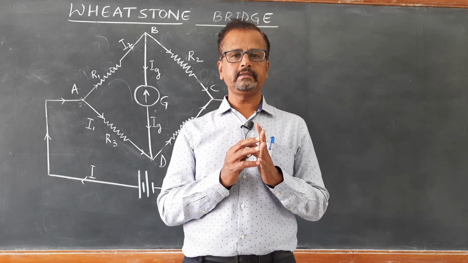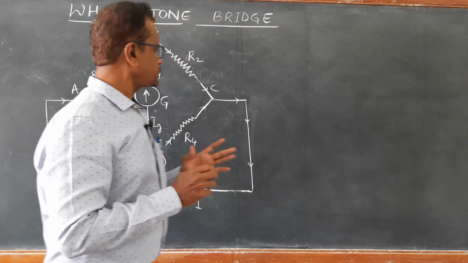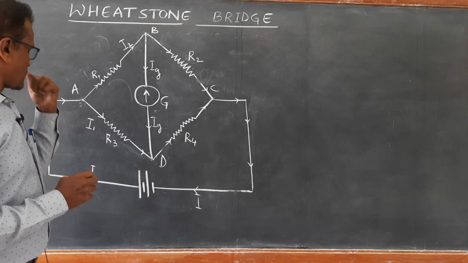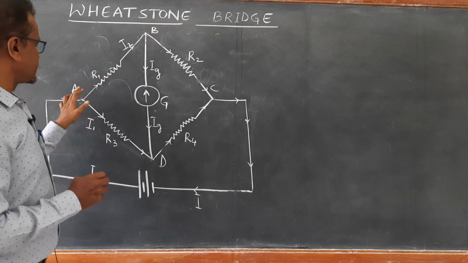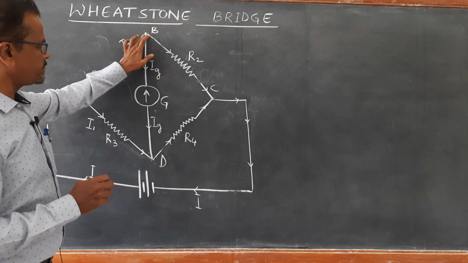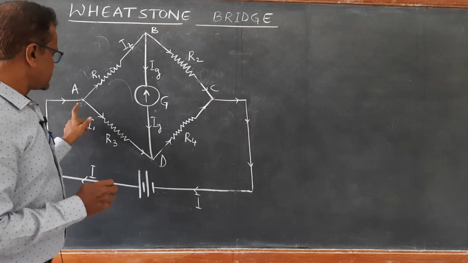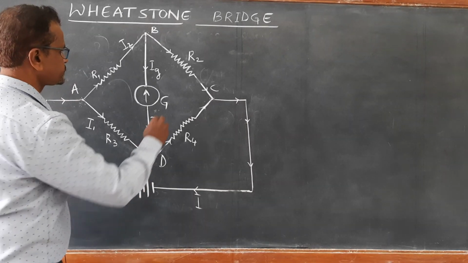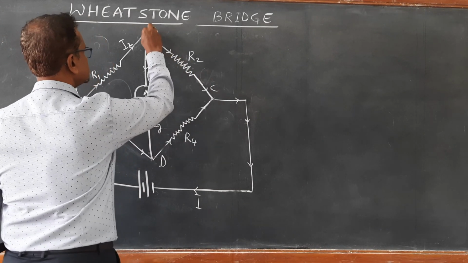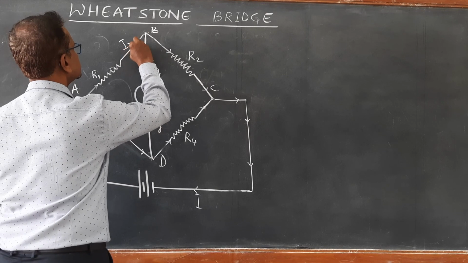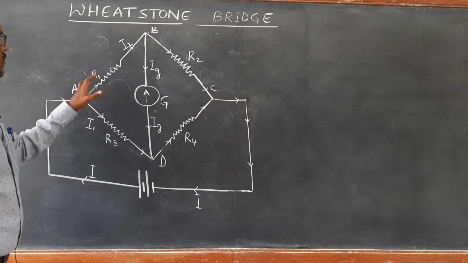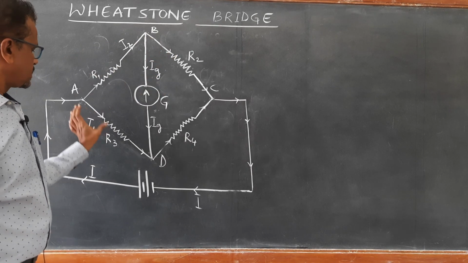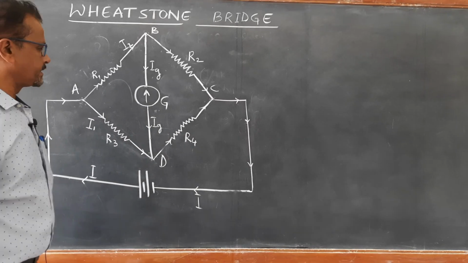a rectangular network, like this. So there are 4 arms you can see here. AB is one arm, BC is another arm, AD is the third arm, and DC is the fourth arm. In these arms, the resistors R1, R2, R3 and R4 are taken.